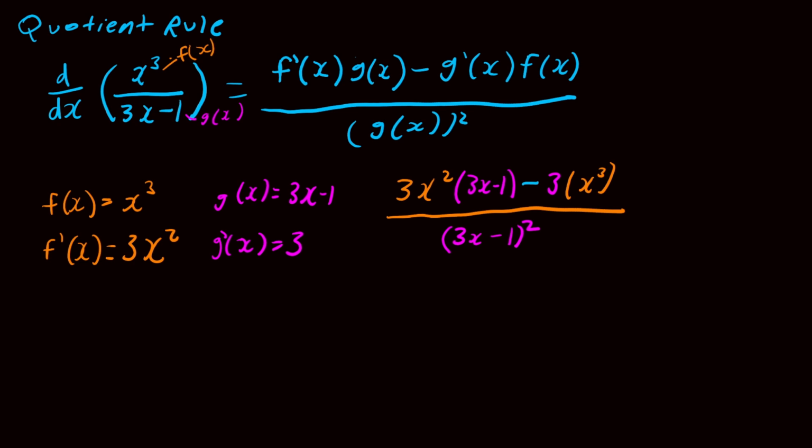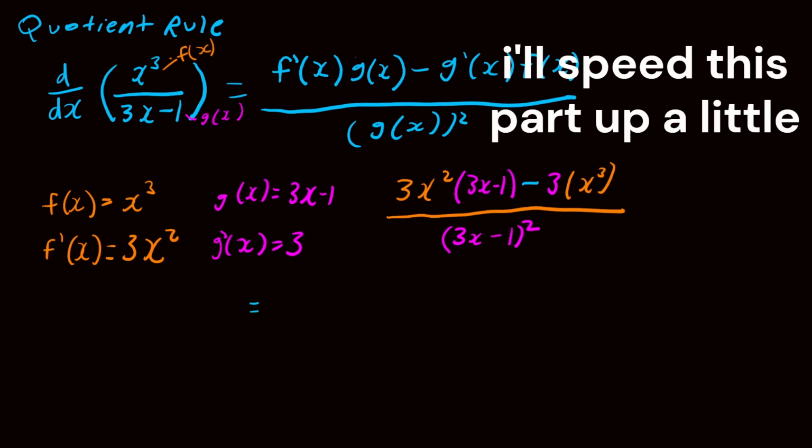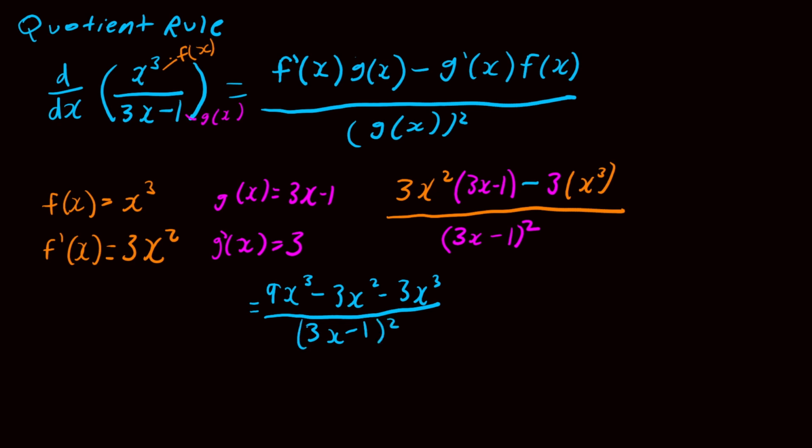You can leave it like this. Like on the AP exam, you can leave it like this, especially in free response questions. But if you get to multiple choice, they'll want you to simplify it. So let's simplify it really quickly. So multiply this out. 9x cubed minus 3x squared minus 3x cubed over 3x minus 1 squared equals 6x cubed minus 3x squared over 3x minus 1.